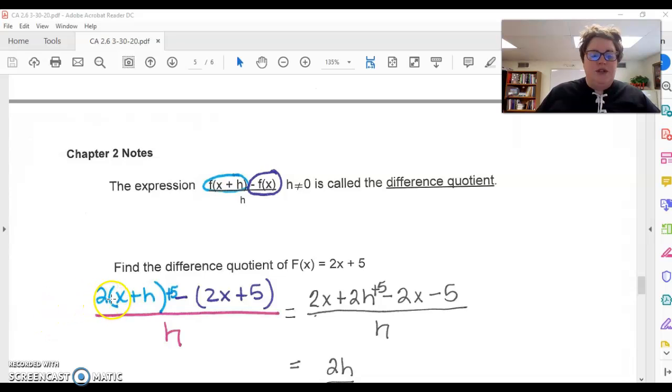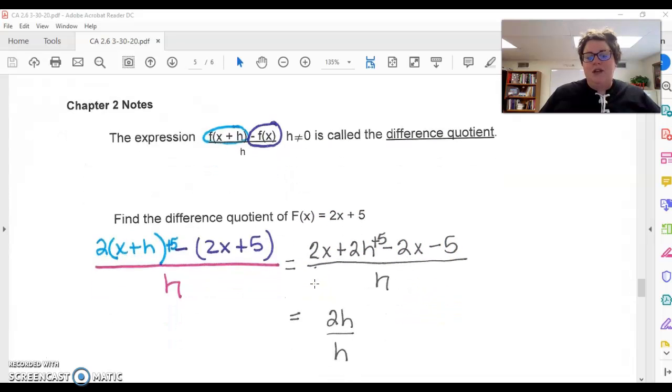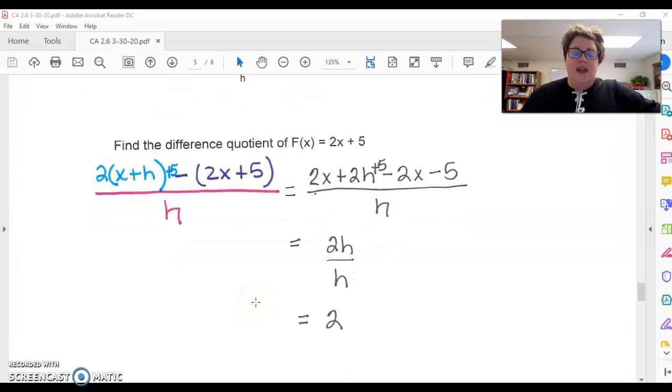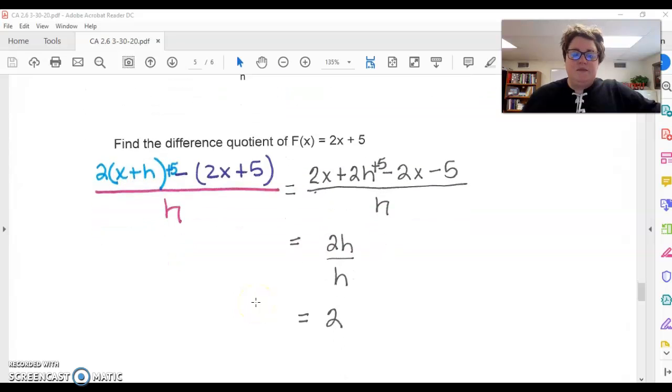So you want to distribute your 2. You also want to distribute your negative, and you'll always distribute your negative into the second part. And then what you'll notice is several things cancel out, and that's the goal. Anything that you change the sign on the back end should cancel with something up front. So you're left with 2h over h. Your h's simplify, and you're left with just 2. So again, try to look for the color coding to help you out there.